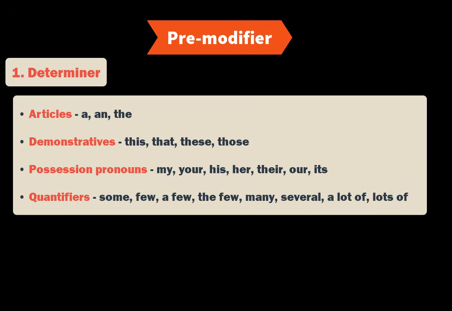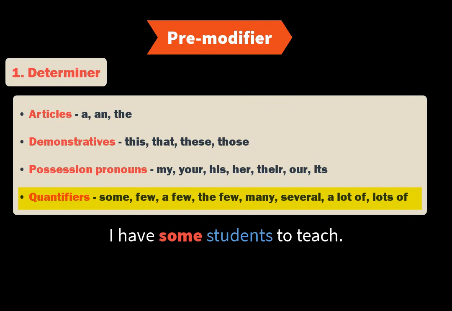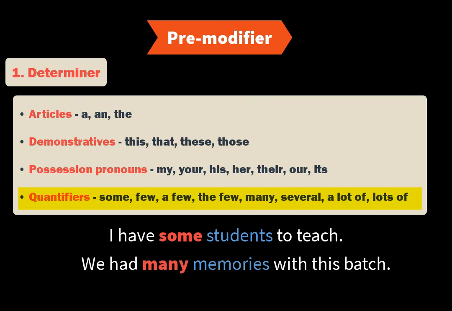All right. The last type of determiner is a quantifier. A quantifier quantifies a noun, gives information about the number of the noun. All right. Some, few, a few, the few, many, several. I have some students to teach. What students? Some students, referring to a particular number that is indefinite. All right. I have a positive number of students to teach. Right. We had many memories with this batch.